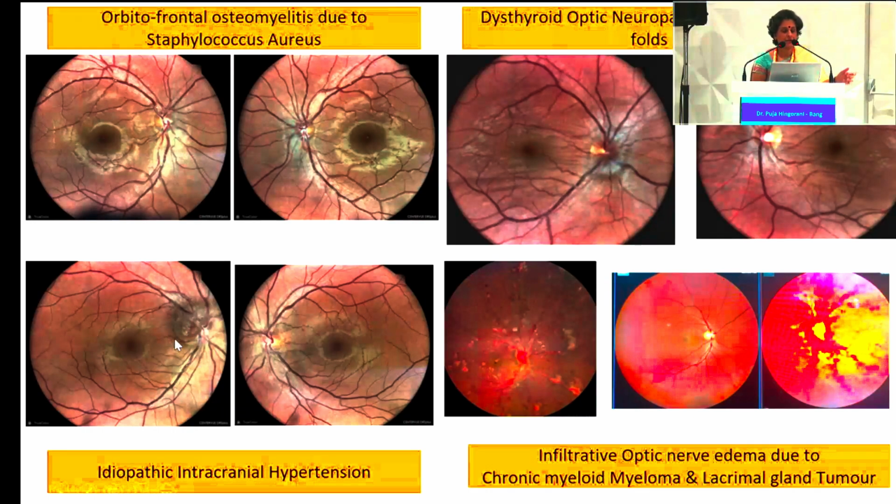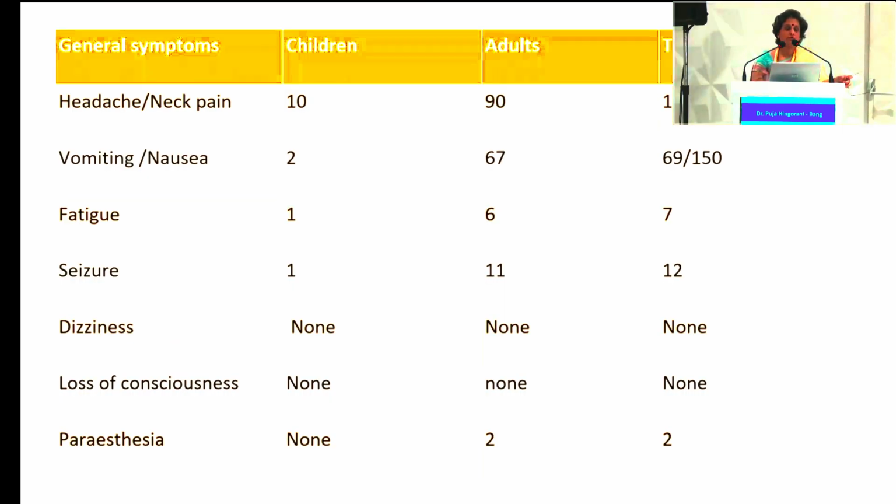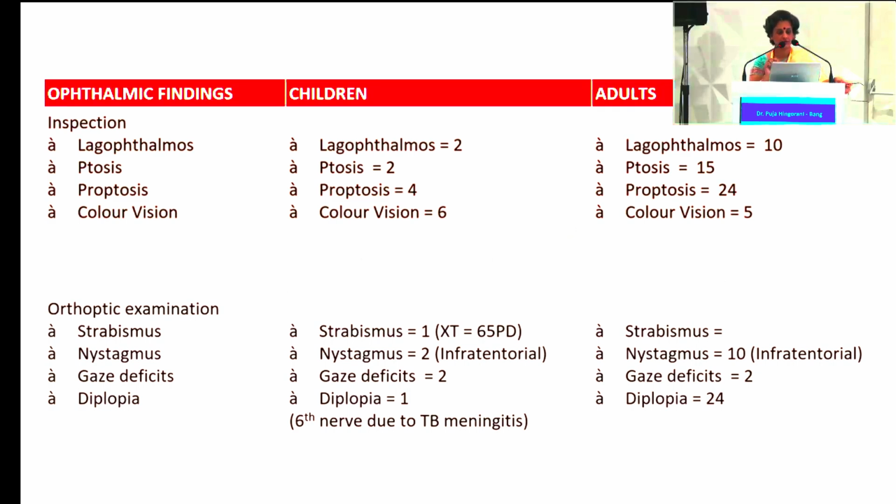And of course the IIH. So when we evaluated them as per their history, we found that adults had more symptoms like headache, nausea, and vomiting than children did. In children, the proptosis was more due to craniosynostosis, whereas in adults it was more due to dysthyroid. Color vision loss was more significant in children, definitely. Gaze deficits and nystagmus were also more in children.